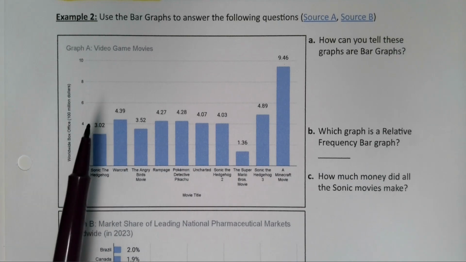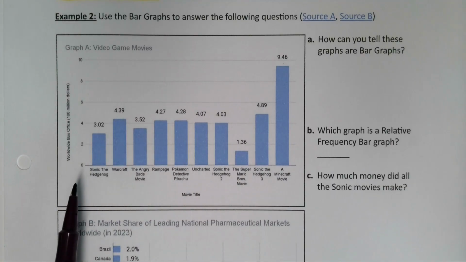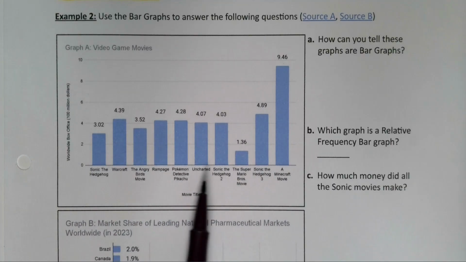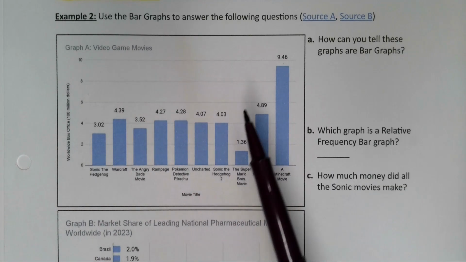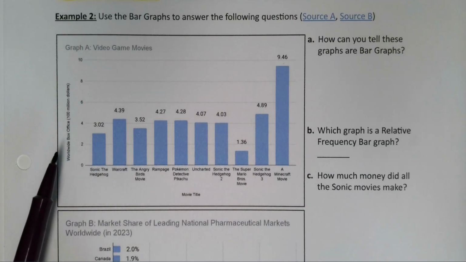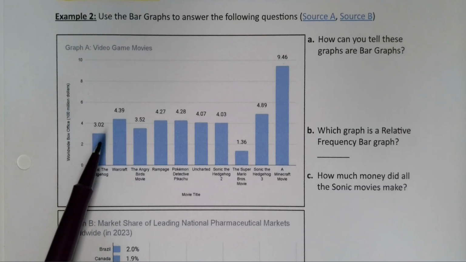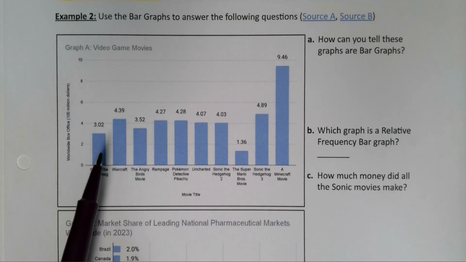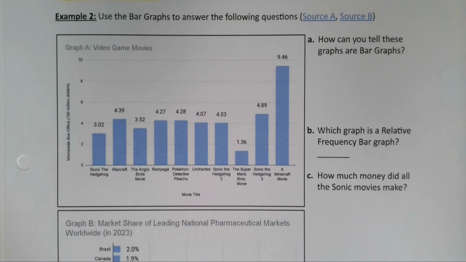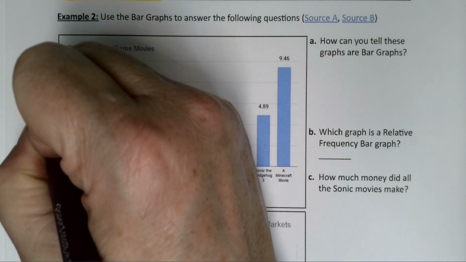So graph A are video game movies. And these are the different movie titles. Now you can see these are qualitative. This is a vertical bar graph, right? And over here it has the worldwide box office. Now it doesn't say frequency, but that's what it is, right? Because these are $100 million. So these are the frequencies. This is how many dollars were made, right? So if we're interested, this is frequency.